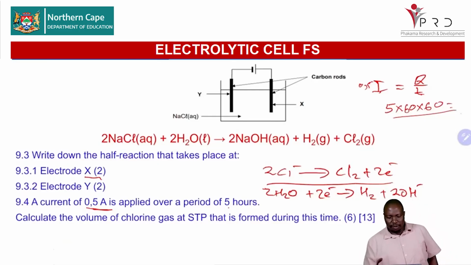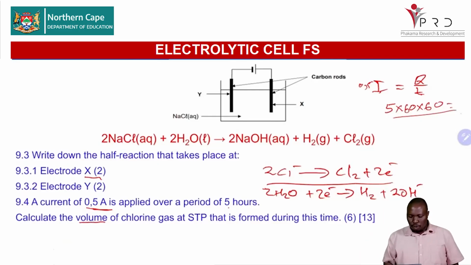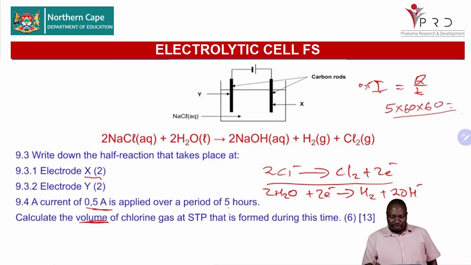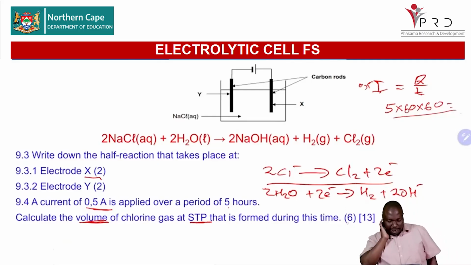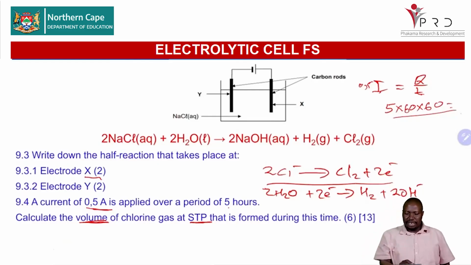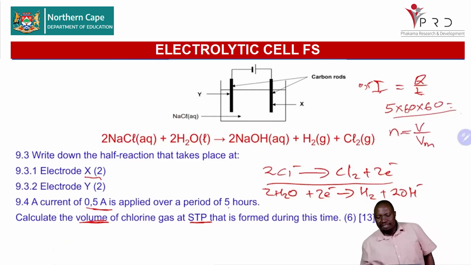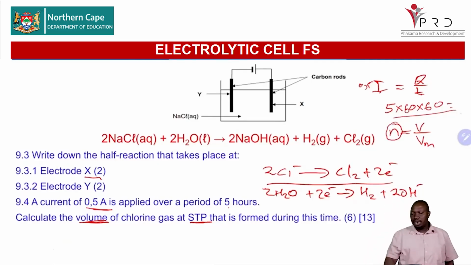But look at the question. The question is saying calculate the volume. You can see that whatever information we have is not talking about volume, the volume of chlorine gas at standard temperature and pressure, the standard conditions, that is formed during this time. Immediately when you say volume, when you say STP, the equation that comes to your mind is n equals V over Vm. And that tells you that you must first know the number of moles.